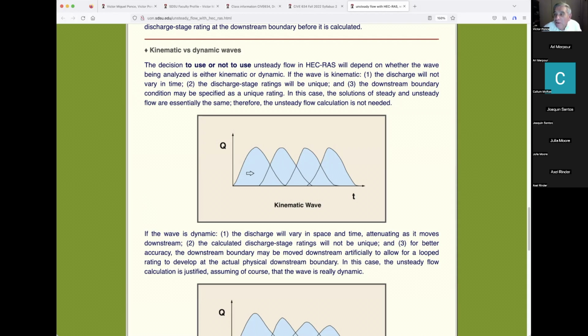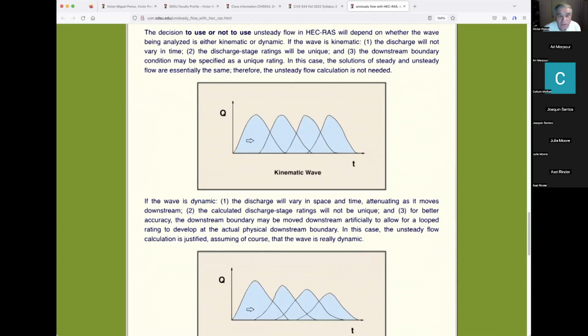Some people say, hey, don't worry about it. It's steady is fine, which is mostly correct, by the way. So the unsteady is used by some people under unusual circumstances, okay? So it will depend whether the wave being analyzed is kinematic or dynamic. If the wave is kinematic, the discharge will not vary in time. The discharge ratings will be unique. And the downstream boundary condition may be specified as a unique rating because the wave is kinematic, okay? The solutions of steady and unsteady flow are the same.